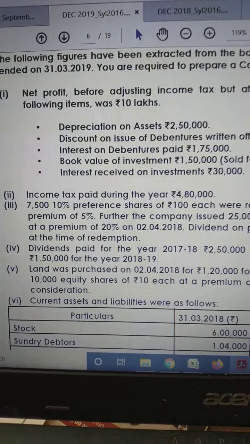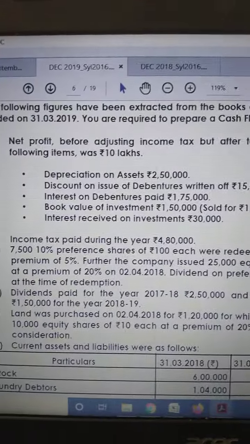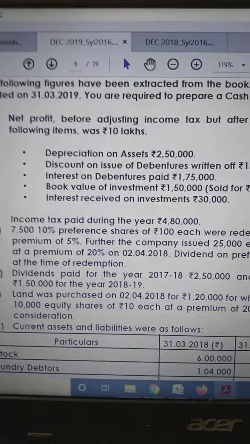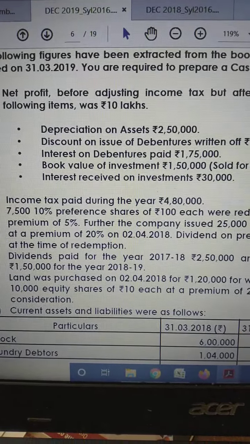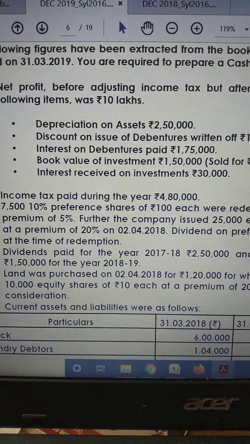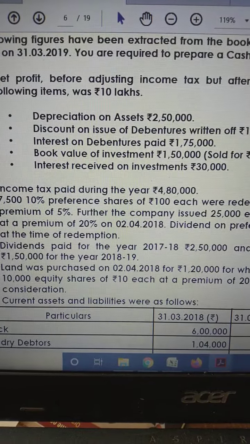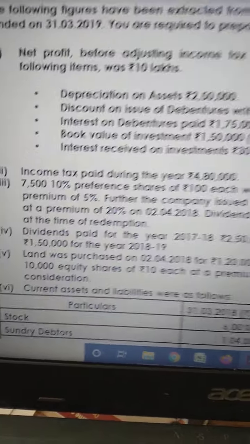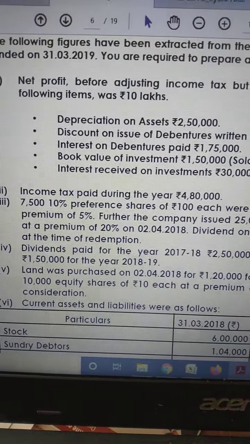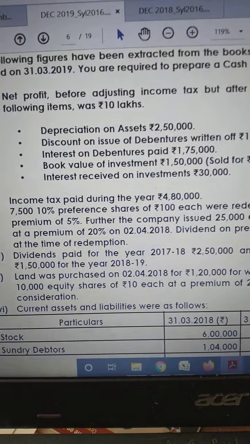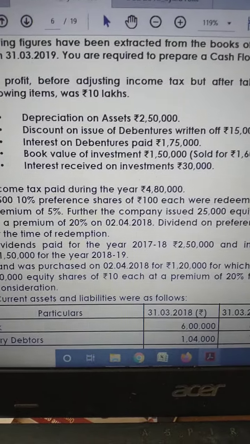So what I suggest is, whenever you are reading the question, you should first think what type of item it is, whether it is a cash item or non-cash item, and also whether it is a financing activity, operating activity, or investment activity. What activity it is, what is the nature of the item. All these things we have to think while reading the question. So net profit before tax is 10 lakh rupees, as given in the question.